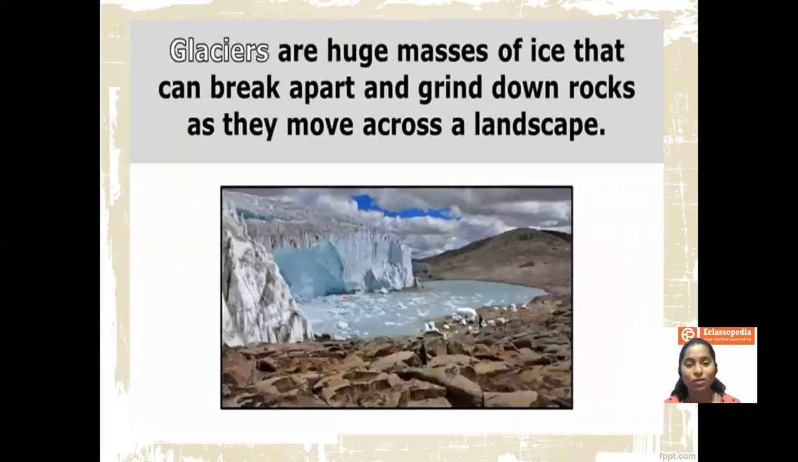Now let us take one more example, glacier. What is a glacier? You might have heard the word glacier, isn't it? Yeah. A glacier is a huge mass of ice. You can see how big it is. Here we can see one person. When compared to this person, the glacier is very big. So this big glacier, when it moves across the land, can break the small landforms. It can even break the rock into small pieces in its path.